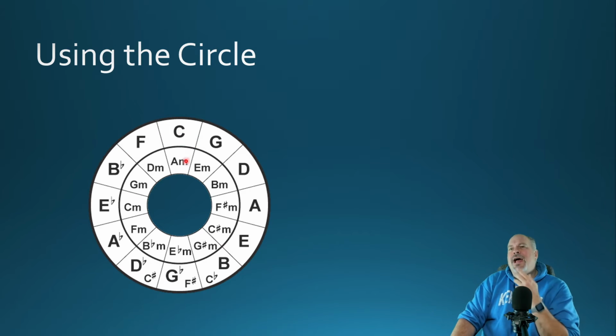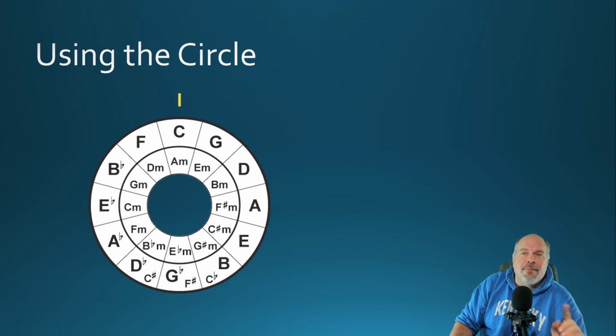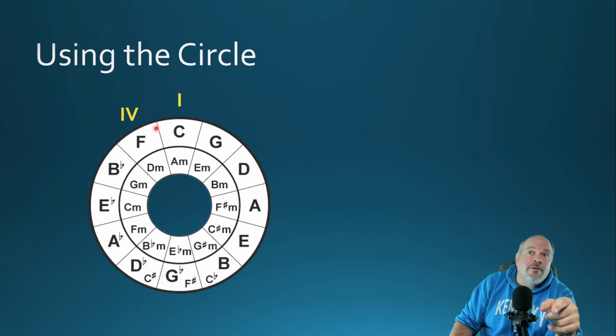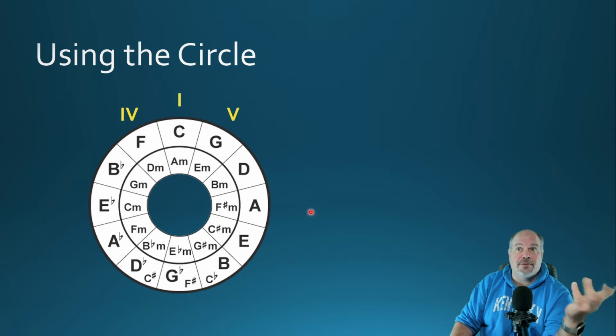But watch what happens here. If I pick C as my key I'm in, it's my 1. And if we know our 4th can be major, that's F. Remember, we went fourths in that direction. When our 4th is F, we know we can use our 5th major. That's our G.